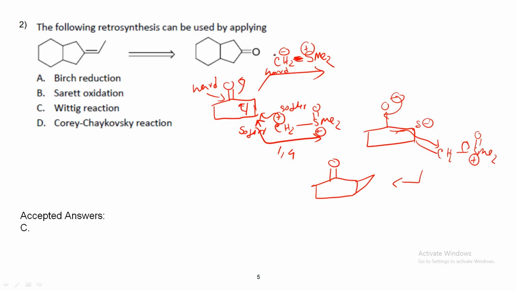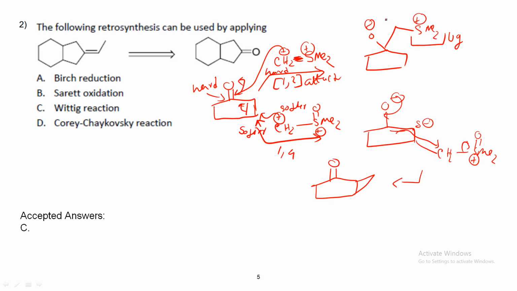Now let's see the unstable ylide. Here we can expect a 1,2 attack. When the 1,2 attack happens, O minus is generated, and here the carbon and SMe2 plus. Again you can see this is a good leaving group, and O minus is a good nucleophile. O minus can attack like this, and the double bond is intact.